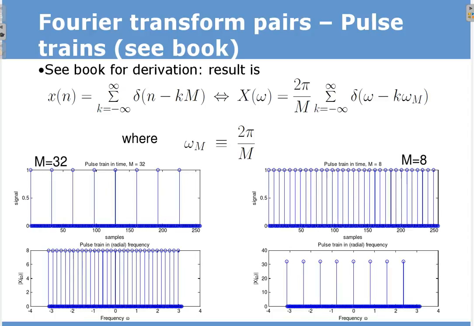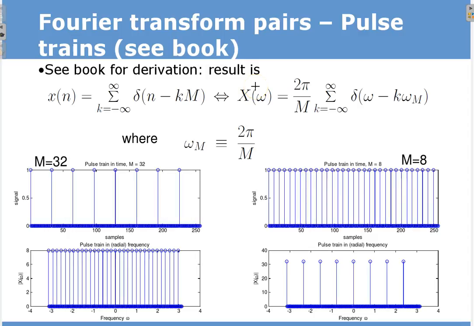All right, the last one I want to do, and the book goes through the derivation, is the pair between a pulse train in time. What does that give us? If we have a function like this, we can say x of n is the sum of a bunch of different delta functions at different delays. So the idea is we have every M samples, big M, a new spike. Here, for example, we might have a spike at 0, at 32, 64, etc. So we have all these spikes going on. What does that give us?